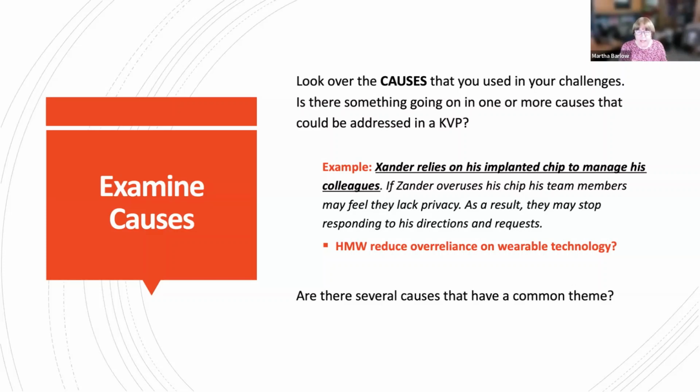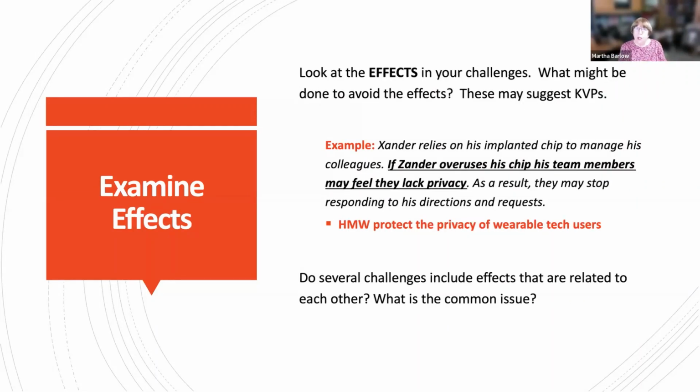Thinking about that cause by itself, which needs to be information that came from the future scene, a possible KVP might be, how might we reduce over-reliance on wearable technology? One thing you can do too, using that practice future scene, is brainstorm a variety of challenges and look at the causes for each one. Are there several causes that have a common theme? And if there are, can we bring those together with an action goal that addresses that common theme? You can also look at the effects in your challenges.